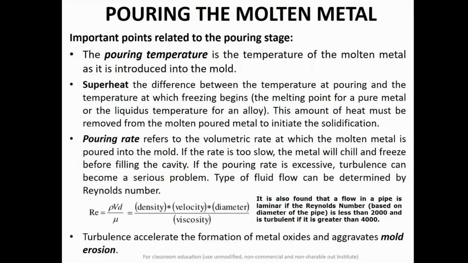And so your metal should be heated into the superheated range, and this amount of heat must be removed from the molten poured metal to initiate the solidification. So that amount of heat which you have applied extra is called the superheat, and it should be removed from the molten metal to start the solidification process.